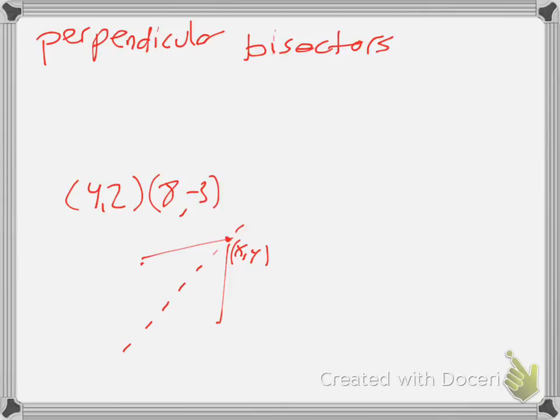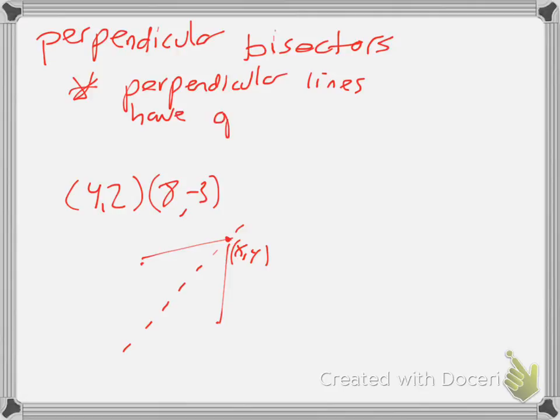The biggest thing that you have to deal with is perpendicular lines have opposite reciprocal slopes, yeah? You should know that. Parallel lines have the same slope. Perpendicular lines have opposite reciprocals. Okay?